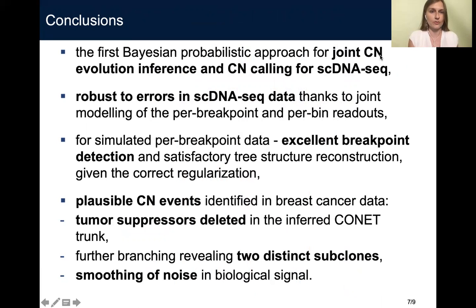In summary, I would like to remind you that our model is the first Bayesian probabilistic approach for joint copy number evolution inference and copy number calling for single-cell DNA sequencing data. It is robust to errors in single-cell DNA sequencing data, thanks to joint modeling of per breakpoint and per bin readouts. For simulated data, our tests demonstrate excellent performance both in breakpoint detection and tree structure reconstruction, and we also infer plausible copy number events for true breast cancer dataset.